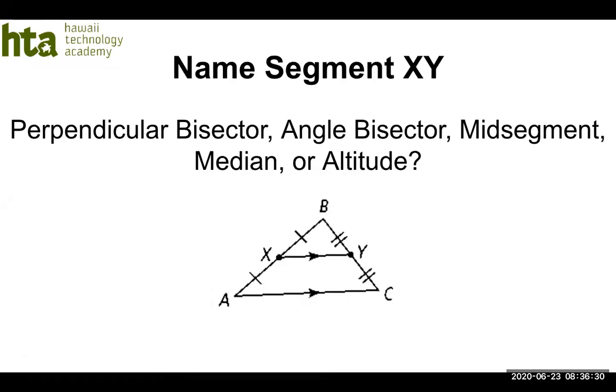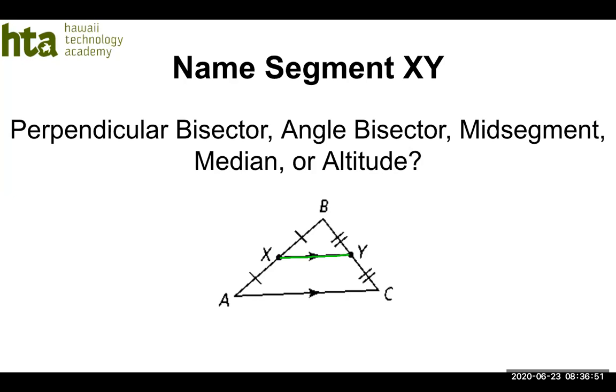So these are our choices: perpendicular bisector, angle bisector, mid-segment, median, or altitude. So it's one of the 5 choices. So the segment XY, this segment right here. Someone in the chat box, tell me which one it is of the 5 choices. Very good. I like how you guys have it ready to go and press enter as soon as I ask for it. Awesome. Okay, it is a mid-segment, okay?